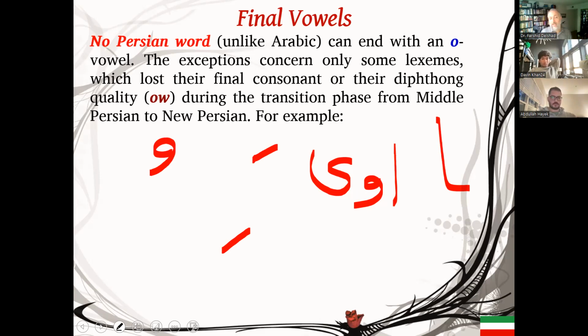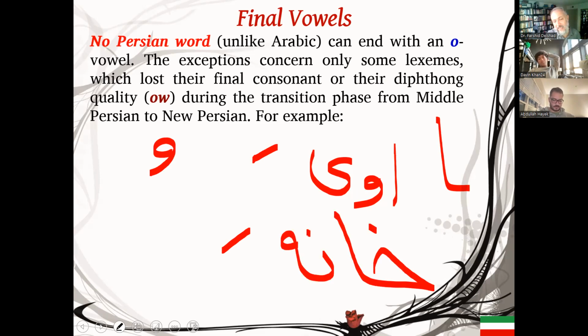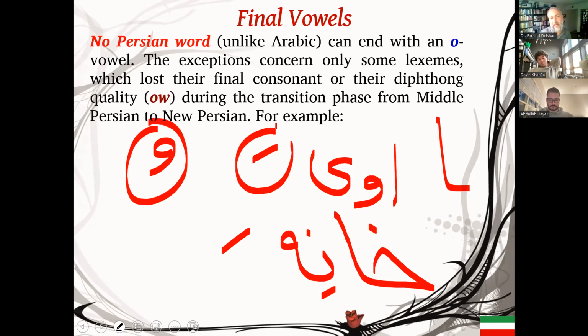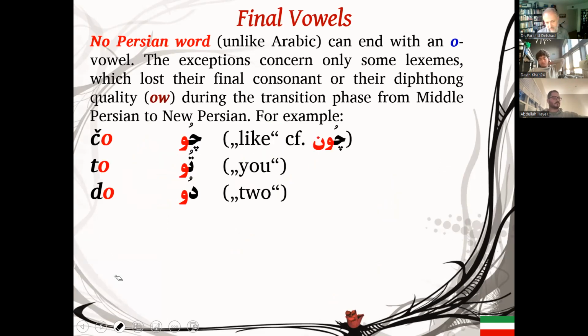Even the word khane, which seems to end with an A, really has a he at the end, which is silent. What I want to tell you is that you can barely find a word with a final short O or final short A. What you find is final A, final U, final E, and of course consonants. To make it clearer, let me give you an example.